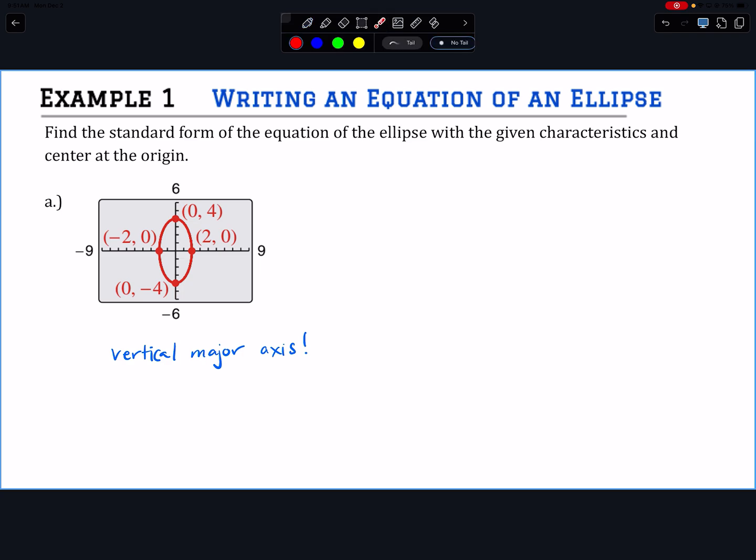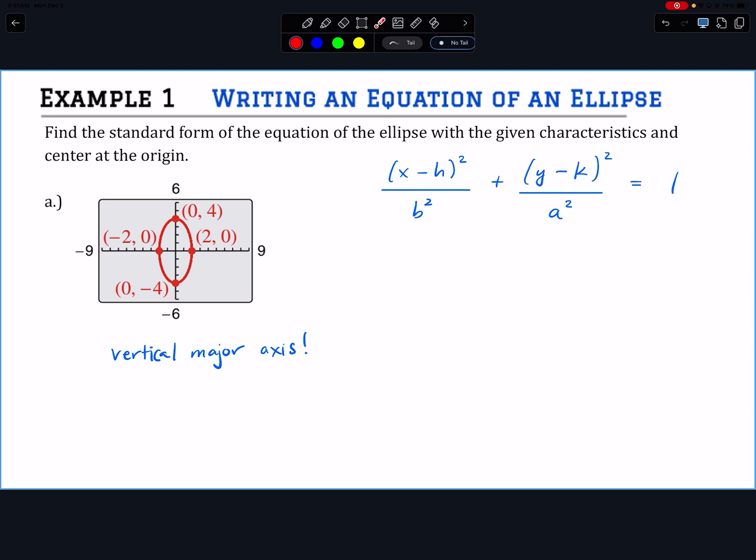So since it's vertical, where does my a squared go? Underneath the x or the y? Underneath the y. So the equation that we're going to use is x minus h squared over b squared plus y minus k squared over a squared is equal to 1. So if I want to write the equation of this ellipse, I need to know what B is, I need to know what A is, and I need to know what my center is.